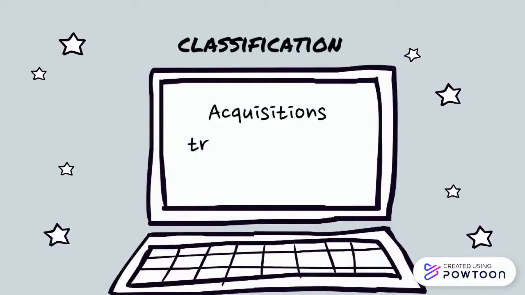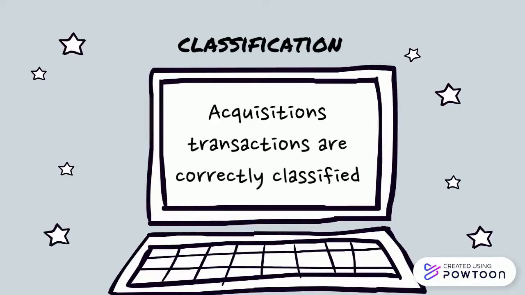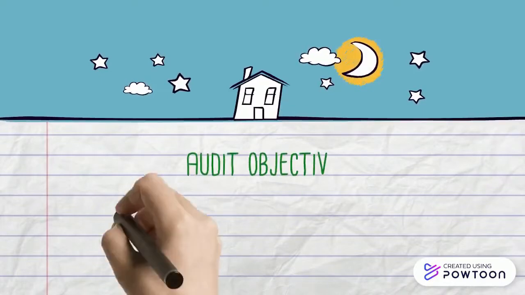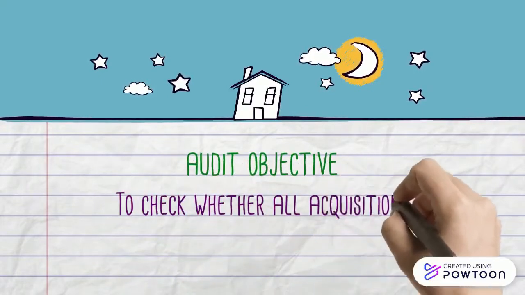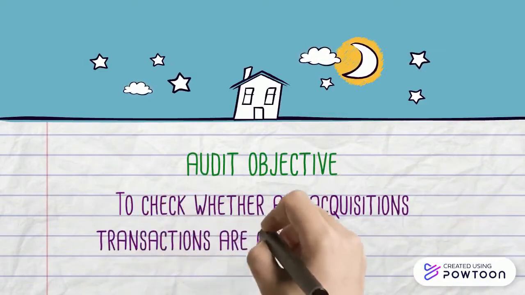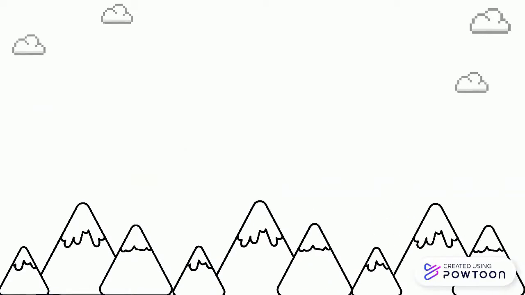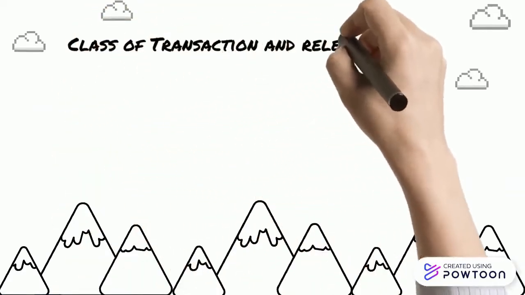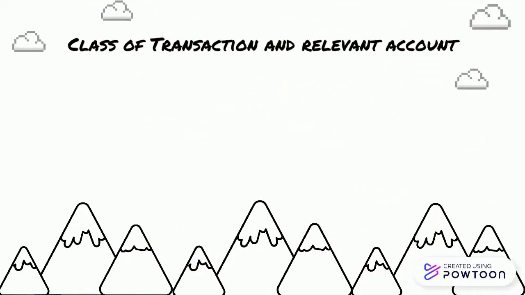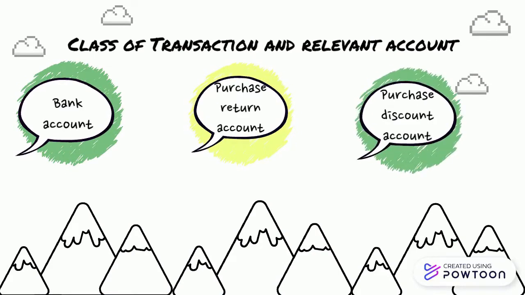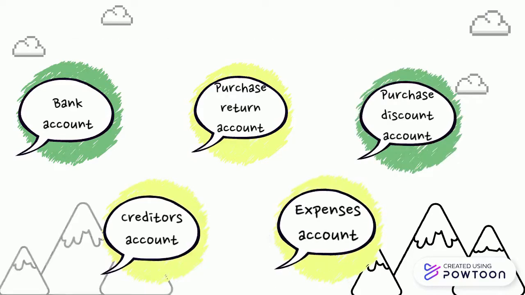Now, we move to classification. Classification is an acquisition or purchase transaction are correctly classified. The audit objective for classification is to check whether all acquisition transactions are correctly classified. Next, there are 5 classes of transaction and relevant account, which are bank account, purchase return account, purchase discount account, creditors account, and expenses account.